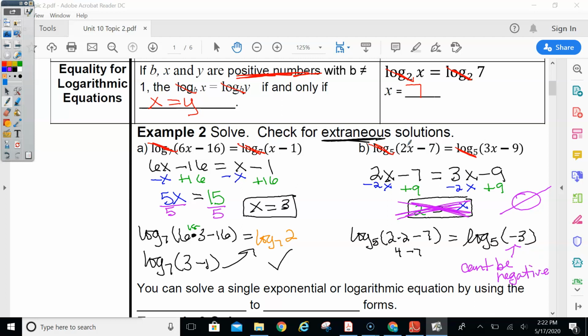When you plug it back in, the answer can be negative, that's okay, but the argument can't be negative when you plug it back in, or 0. Can't be 0 as well. So you just have to make sure you check. Okay, so that's case 1.